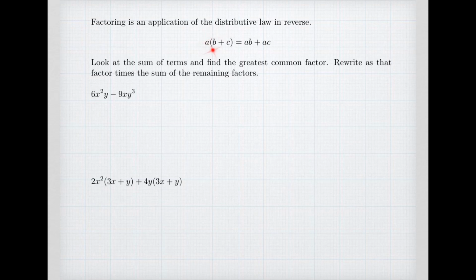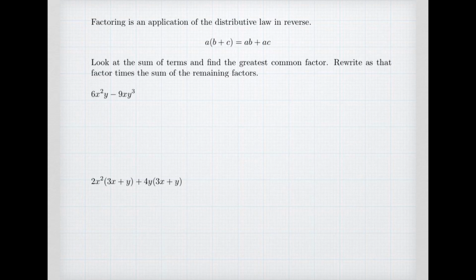If I have a multiplication of some number, we'll call it A, times a sum, let's call that B plus C, the distributive law says that we're going to take A and multiply it by B, and we're going to take that same A and multiply it by C and add the results, so that we get A times B plus A times C.